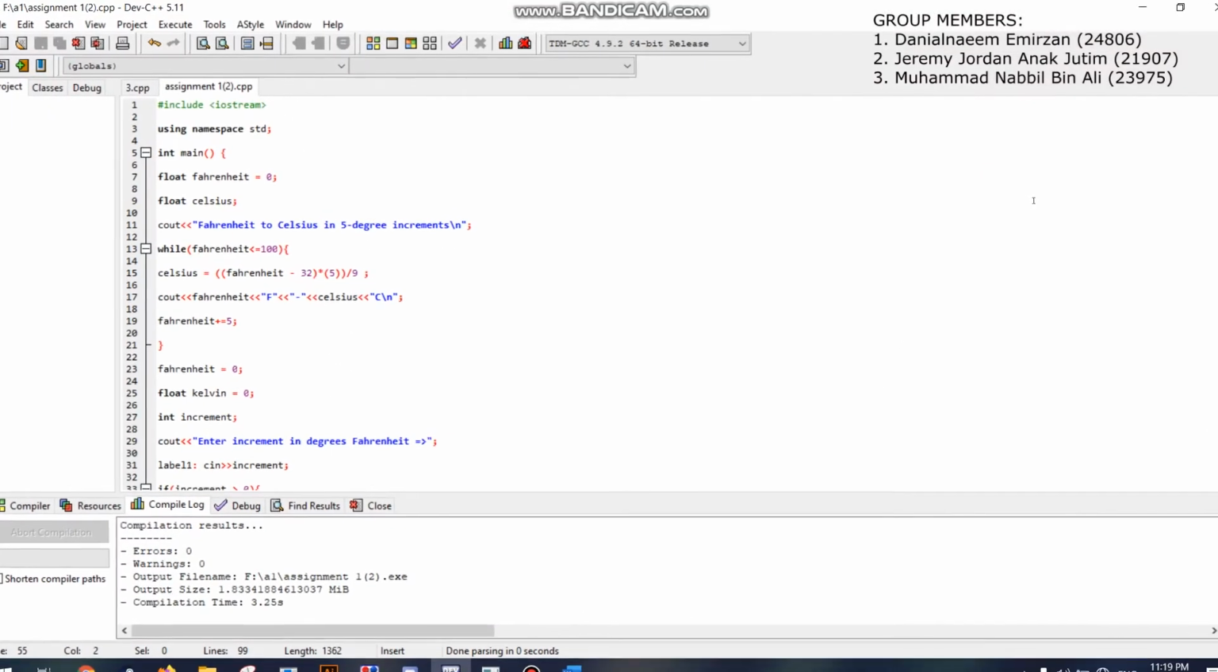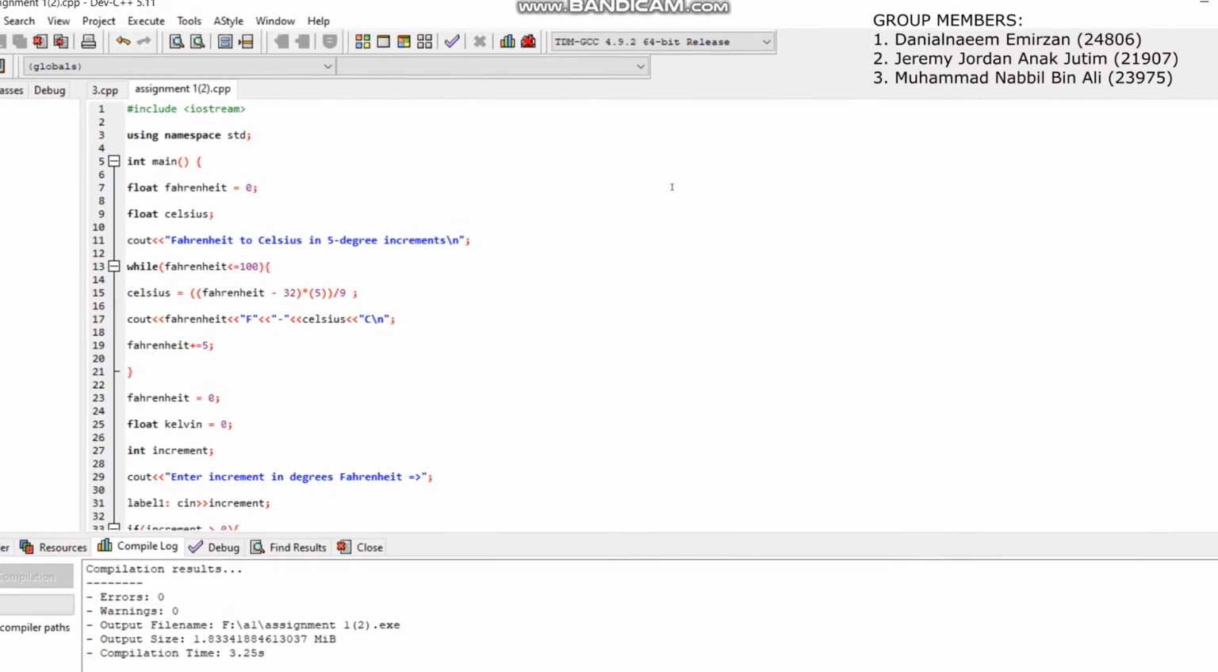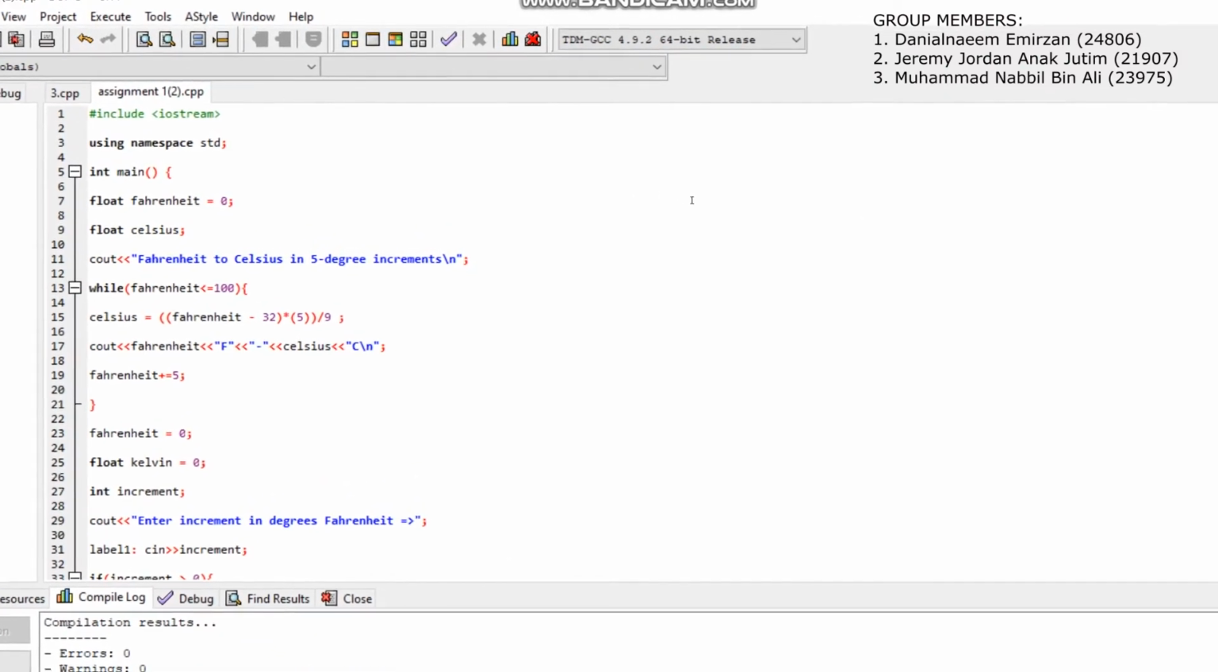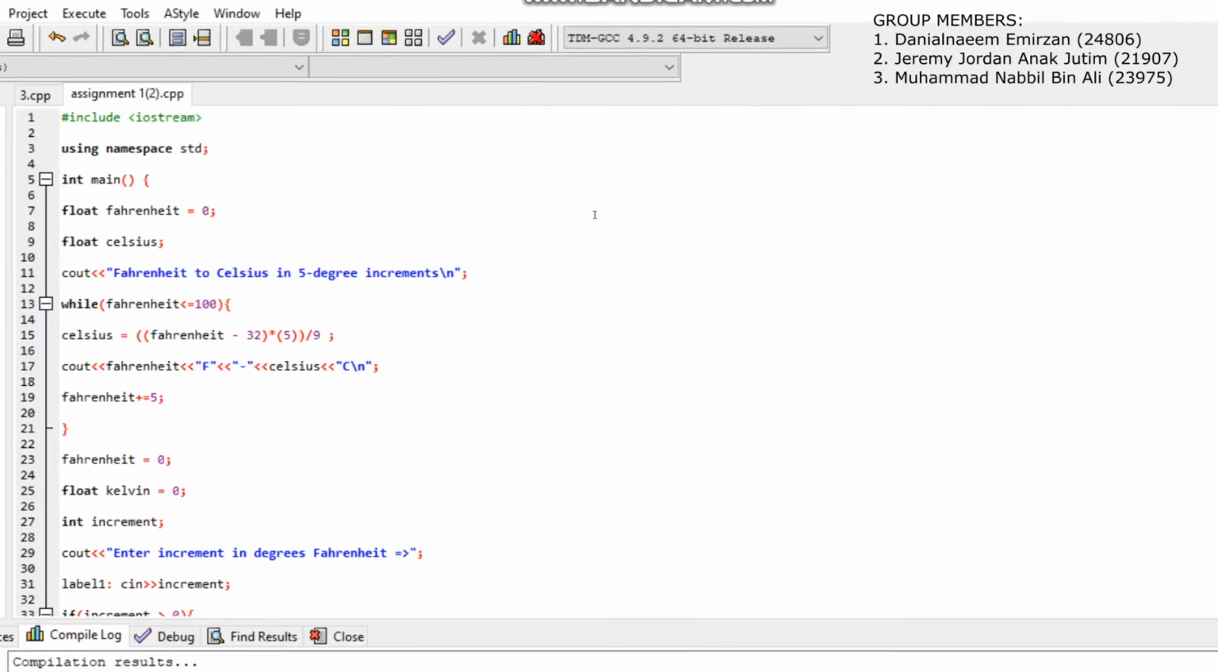Okay. Next I will show you my coding for this question, which is to generate a table of conversion from Fahrenheit to Celsius for value from 0 degree Fahrenheit to 100 degree Fahrenheit. So first we need to declare the variable, which is we are using float, and the variable is Fahrenheit, which is equal to 0, and Celsius.